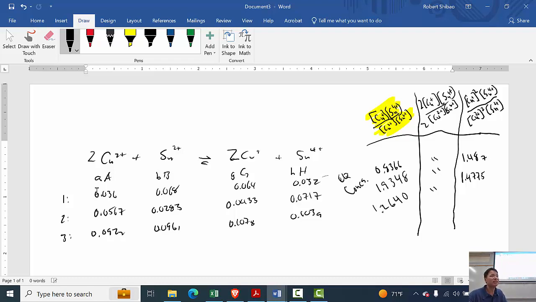Does somebody have it? 1.4779. How does this look? This looks pretty good because do you see they're all about, let's average this. The average is going to be about 1.48. We'll just go with 3 sig figs here. 1.48. And they're pretty tightly clustered.